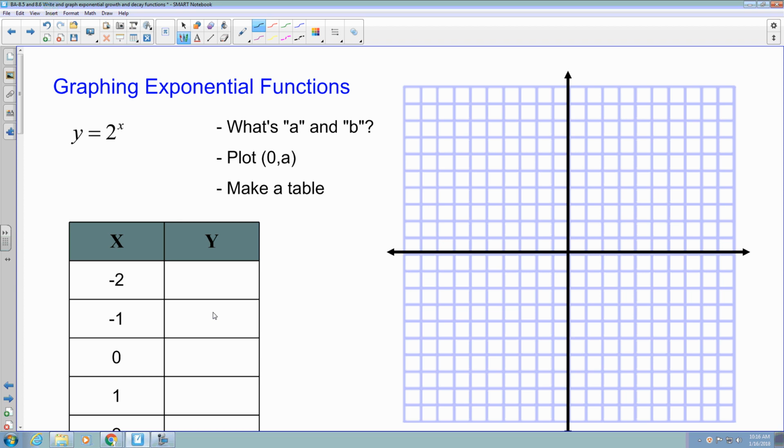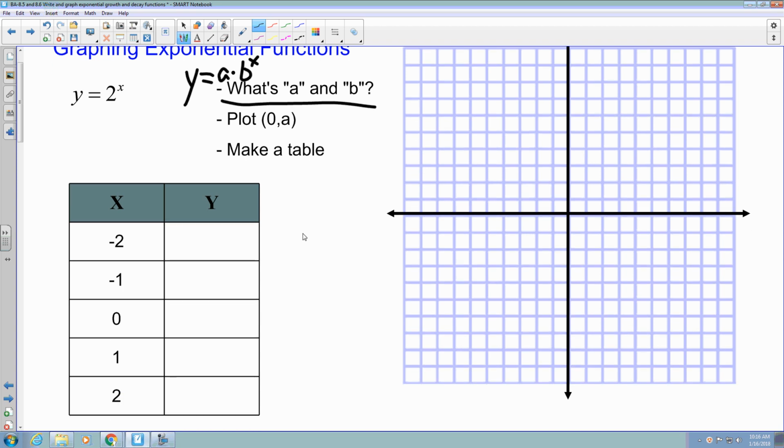The next thing we have to do here is graph exponential functions. So there are 3 things we have to do. The first thing is to figure out what a and b are in the general formula. The general formula again was y equals a times b raised to the x power. Once we find a and b, we plot 0 comma a, and then we finish making the table. So in this particular example, we have y equals 2 raised to the x power. Since there's no product there, we remember we make the assumption that a is 1, and that means that b, which is raised to the x power, is going to be 2.